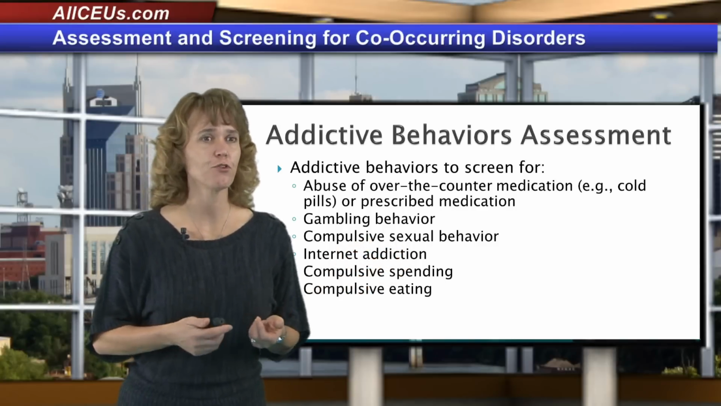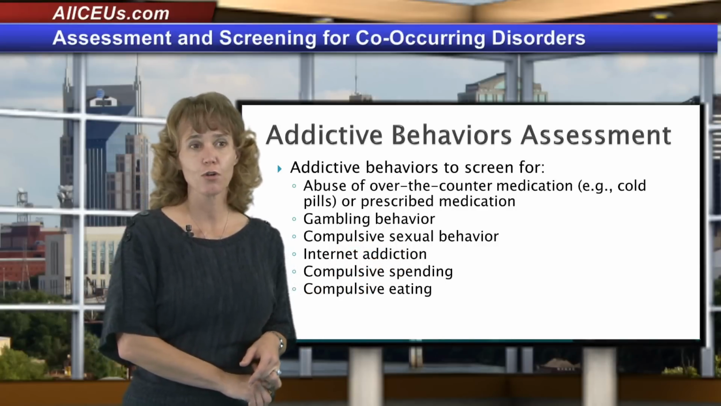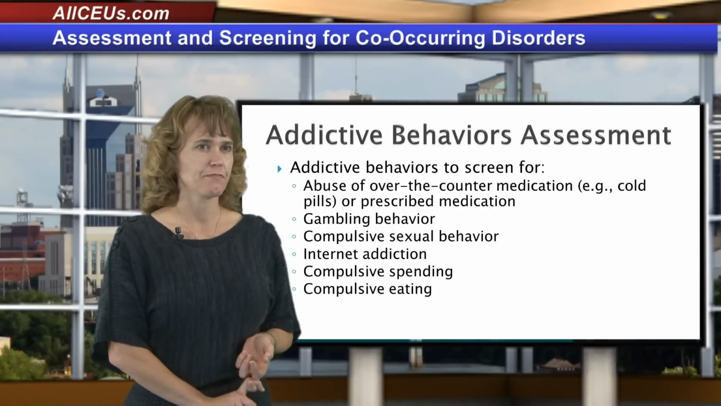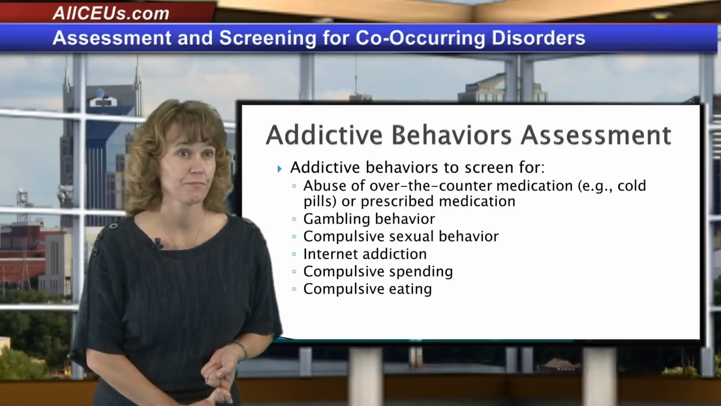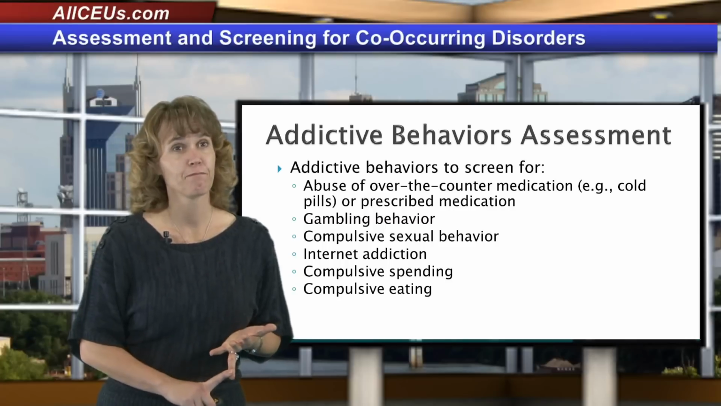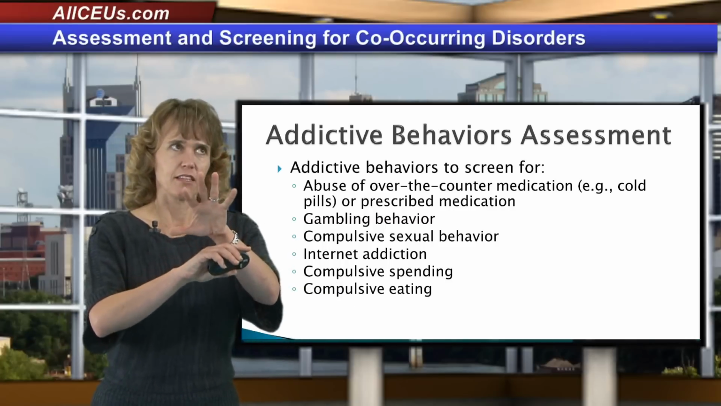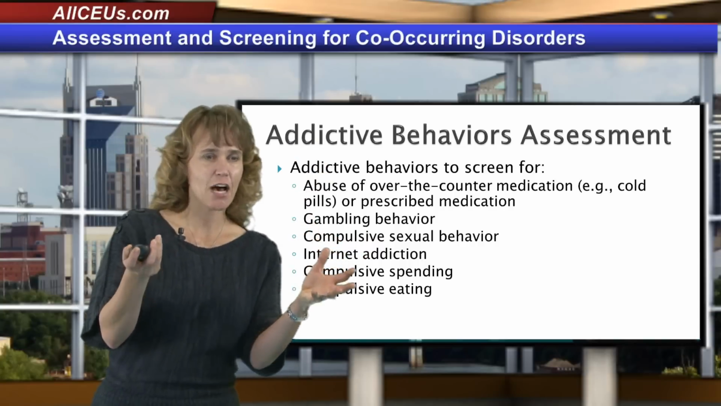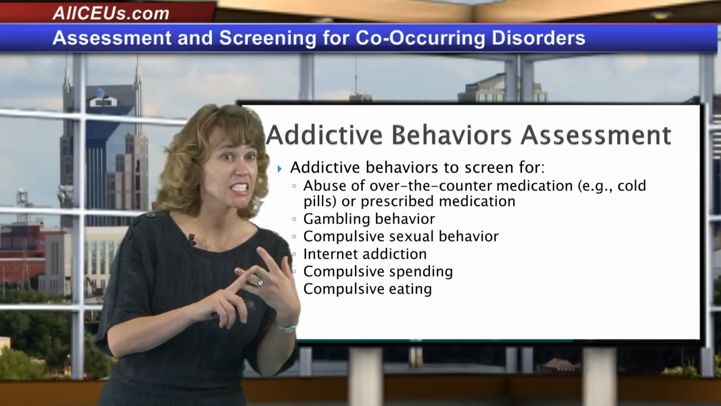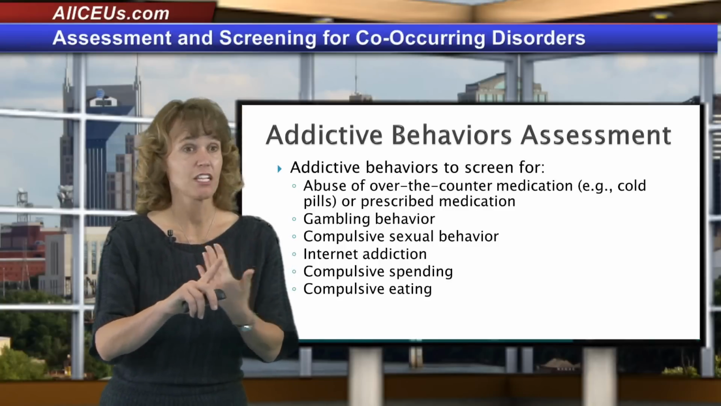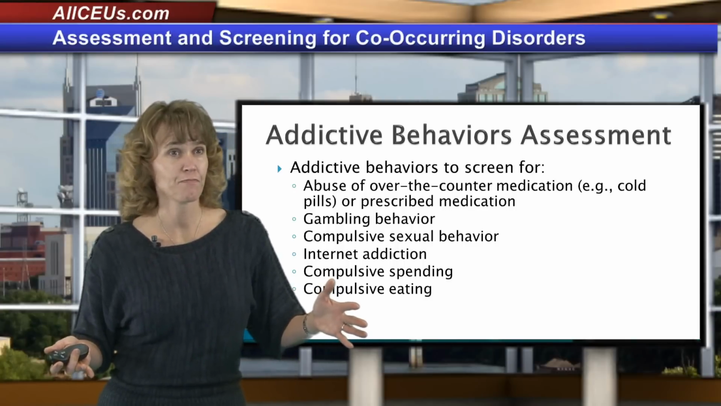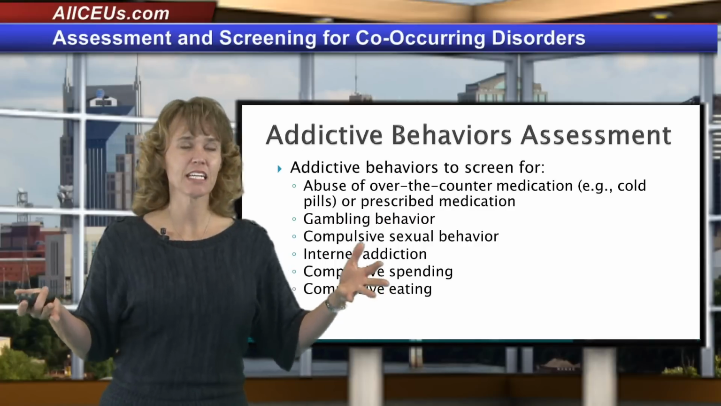Addictive behaviors to screen for: abuse of over-the-counter medication like cold pills or prescribed medication, gambling behavior, compulsive sexual behavior, internet addiction, compulsive spending, and compulsive eating. Now again, all of these can happen. I mean, most of us use the internet. Most of us spend money. We all eat. We all have sex. Some people gamble. Most people take over-the-counter prescription medications sometimes. So just because it happens doesn't mean it's an addiction.